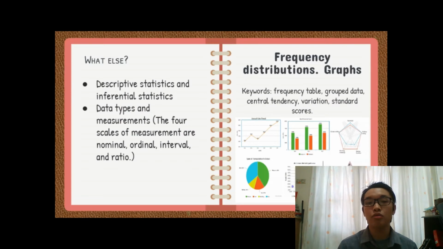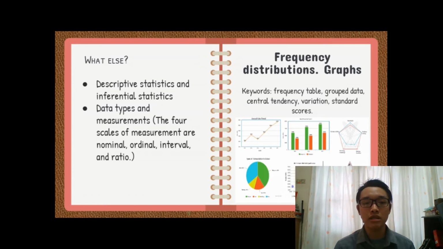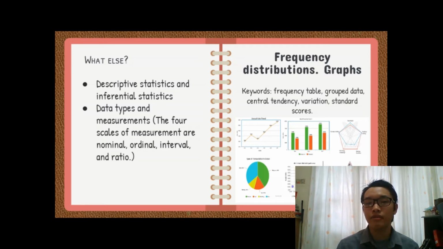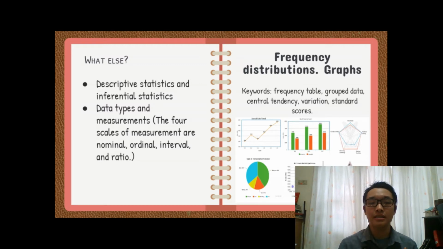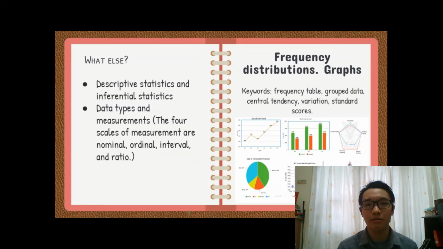So what else can you learn in applied statistics? There are descriptive statistics and inferential statistics. There are data types and measurements. The four scales of measurement are nominal, ordinal, interval and ratio. Some other parts of statistics, we still have frequency distribution, like graphs, keywords like frequency table, grouped data, central tendency, variation, standard score. All these keywords you can find through applied statistics.